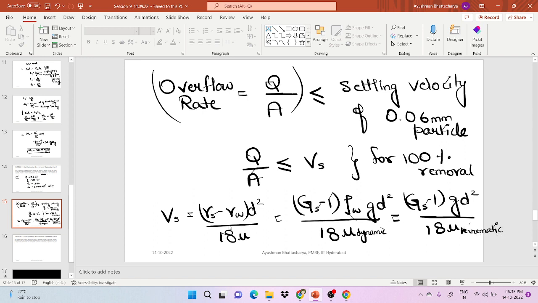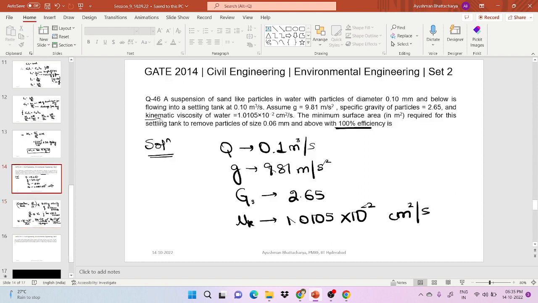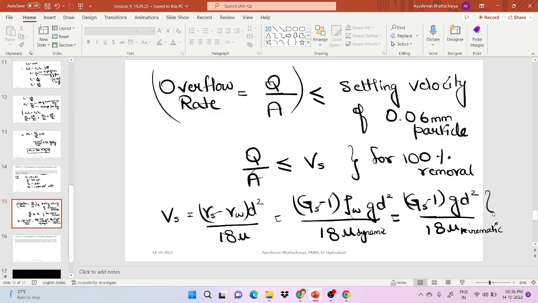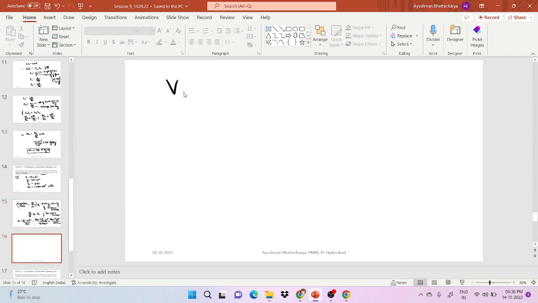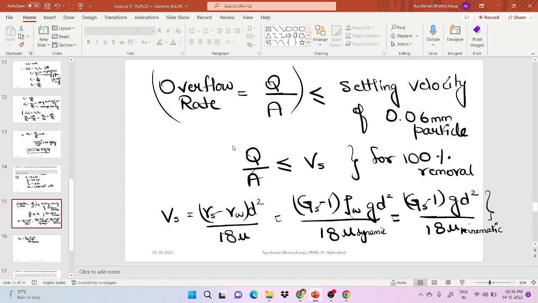Be very careful while writing the expression of settling velocity. In the question, they have mentioned the kinematic viscosity of the water, so we will take this as an expression. Settling velocity is equal to (Gs minus 1) g d square by 18 mu kinematic. This is the kinematic viscosity. So basically in this question, this is our main equation.